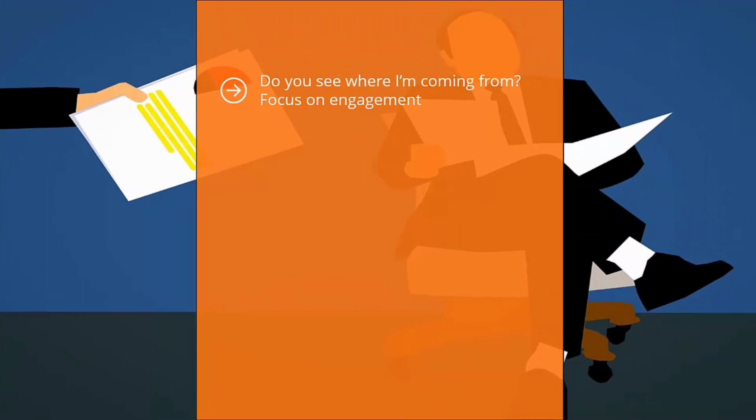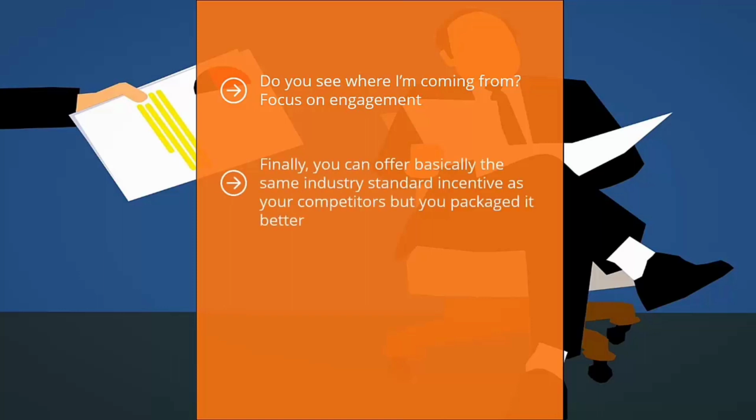Focus on engagement. Understand that the people who will be downloading your incentives are flesh and blood human beings with real problems. Start there. Finally, you can offer basically the same industry standard incentive as your competitors, but you packaged it better. When people read the same information but it's formatted in a nice PDF with lots of helpful pictures and everything is written in a well-spaced, well-formatted way, don't be surprised if people walk away with the impression that you have a better incentive.